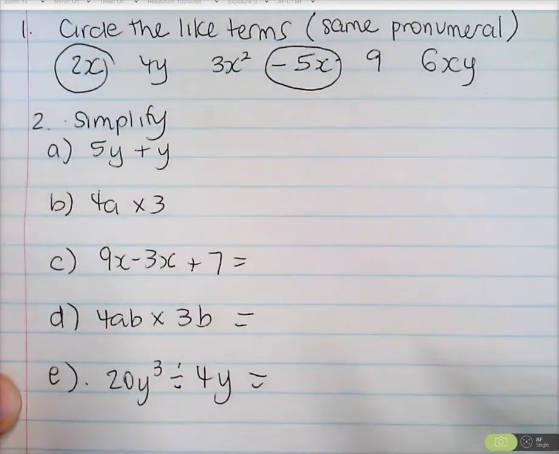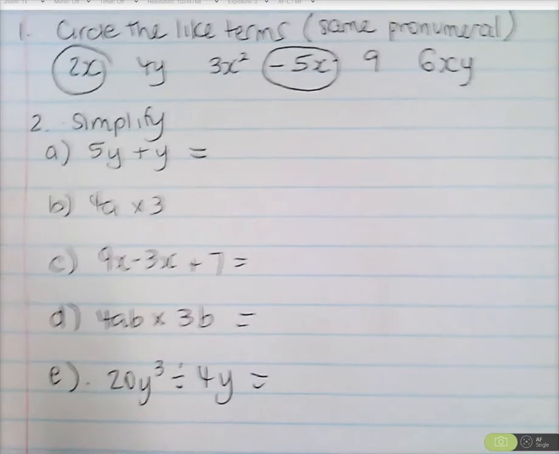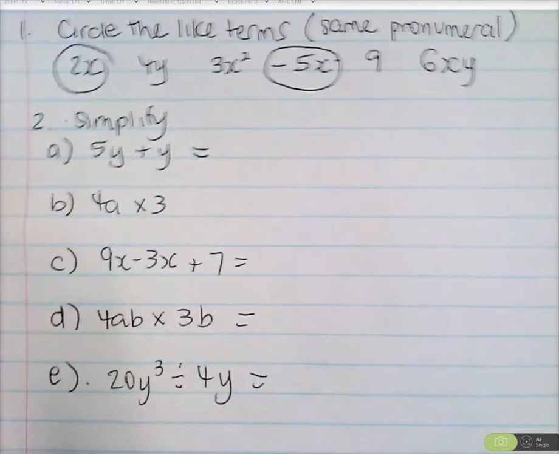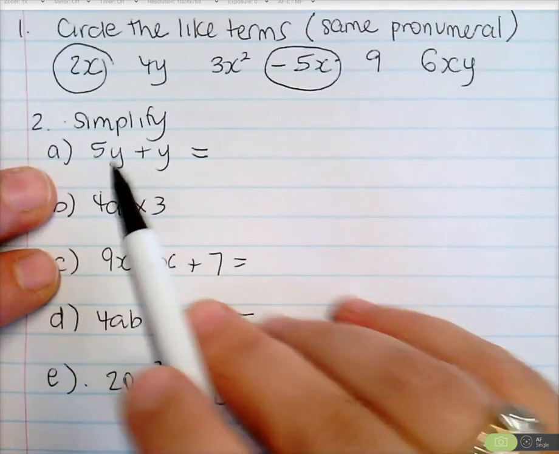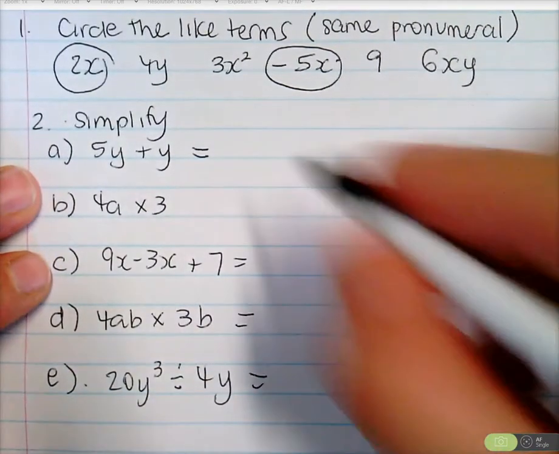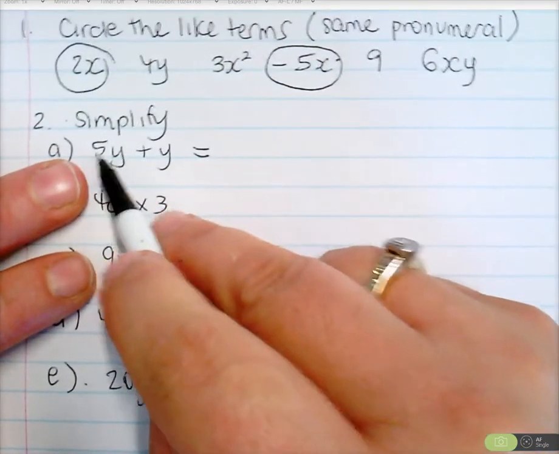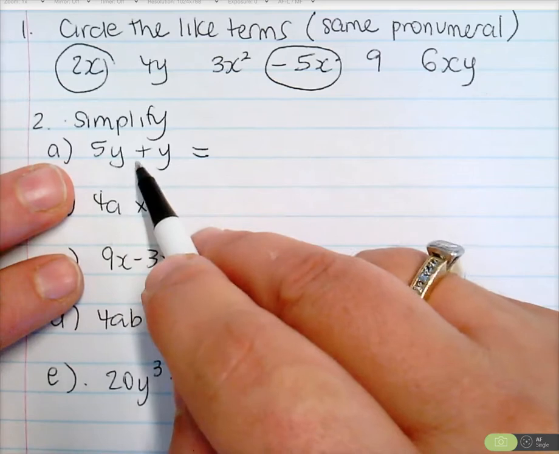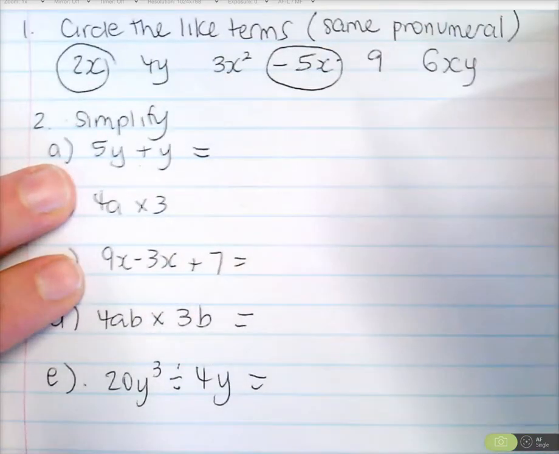Okay, question 2, simplify. Now, when you add and subtract, you can only add or subtract things that are the same, with the same pronumerals. Yes. Question 2a, 5y plus y. It's 5 times y plus 5. No. We've got 5y plus how many y's? Y squared. No, girls, it's plus.